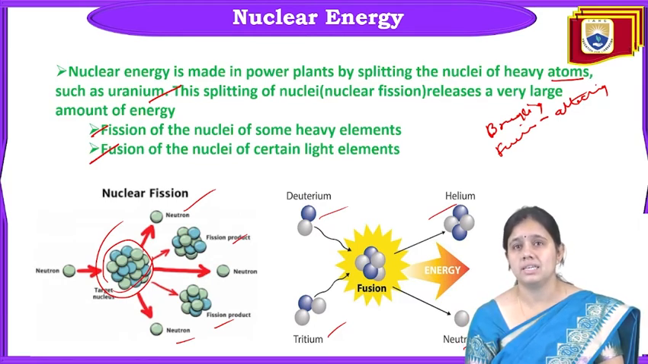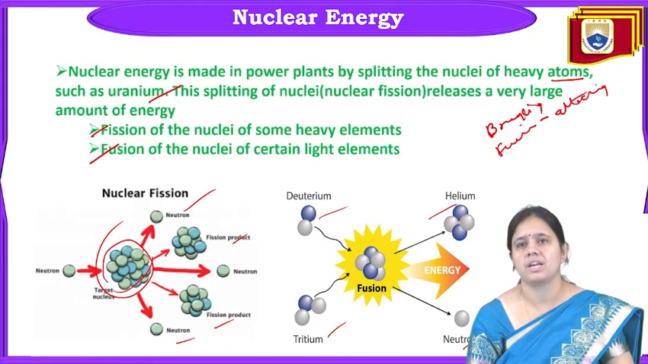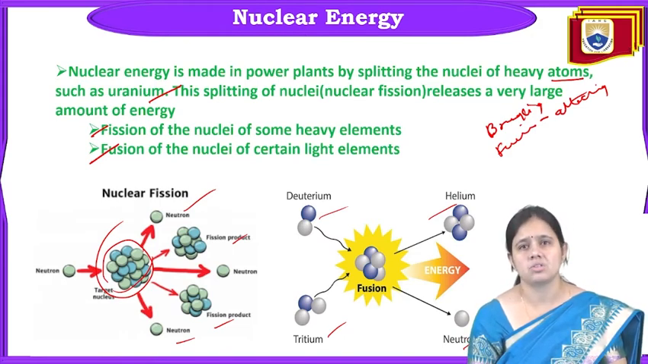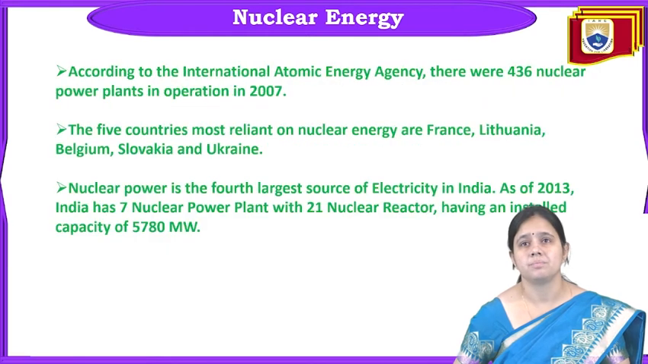Nuclear energy is nothing but the involvement of nuclear fission and nuclear fusion. Nuclear fission is the splitting of nuclei, and nuclear fusion is the association of nuclei. So by the process of association they will produce energy, and in nuclear fission, by the splitting of nuclei, they will produce energy.